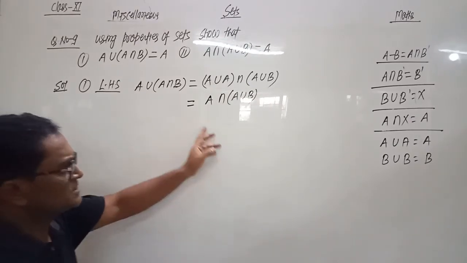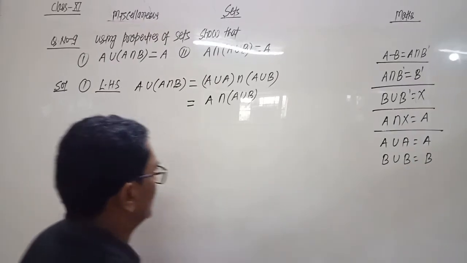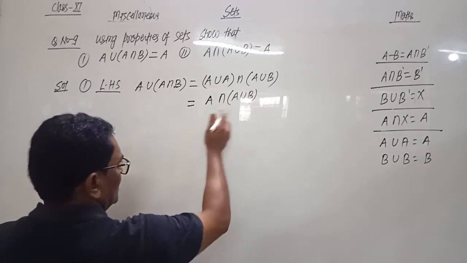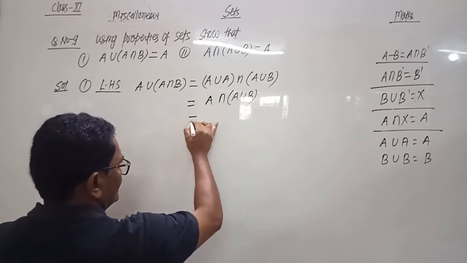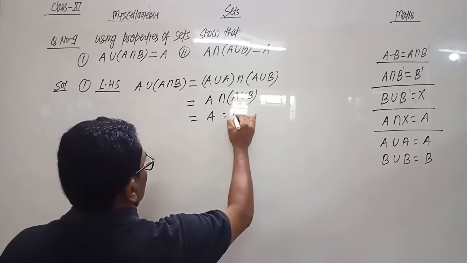Now we use this result: A intersection X equals A. Assume this as an X. So A intersection X, it comes A. So this is the RHS.